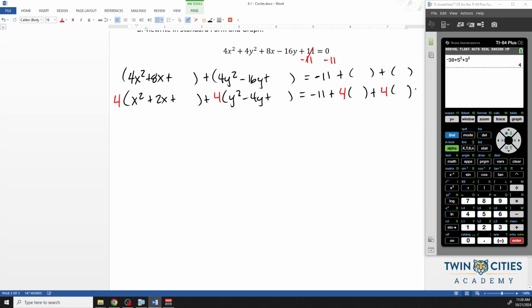Now I can go ahead and complete the square. So I've got the x parts here. Let's find (b over 2) squared. Since b is 2 now, this will be (2 over 2) squared, or just 1 squared.